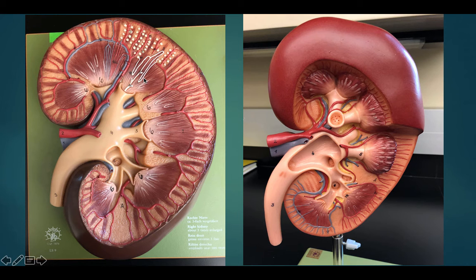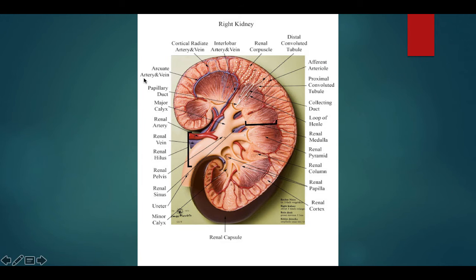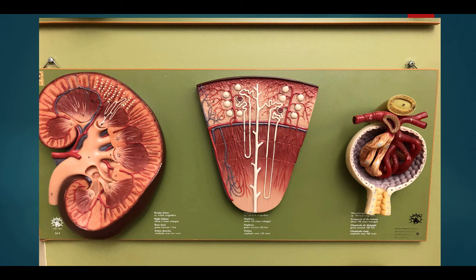Okay, so let's get into the nitty-gritties on the nephron. Again, I love this diagram because it shows where everything is in proportion. Here is the renal cortex, and here is the renal medulla.